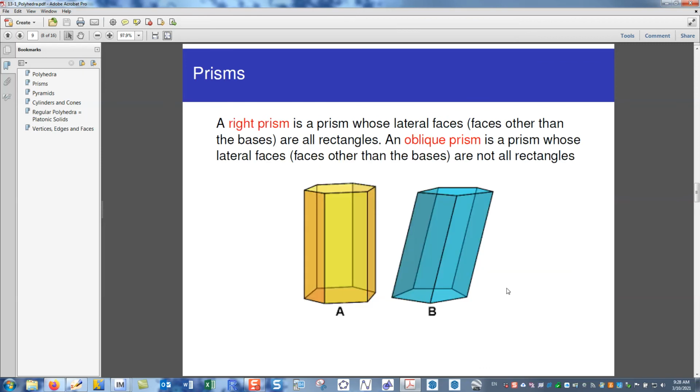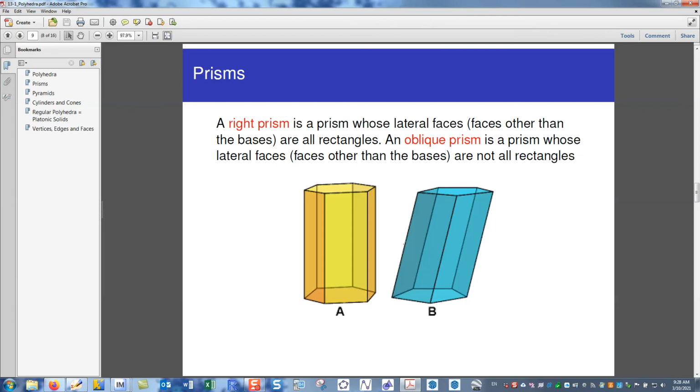So we do have different types of prism. It turns out that you can have a right prism. It's a prism whose lateral faces other than the bases are all rectangles, so that's the case with figure A. That's a right hexagonal prism. Whereas an oblique prism is a prism whose lateral faces other than the bases are not all rectangles.